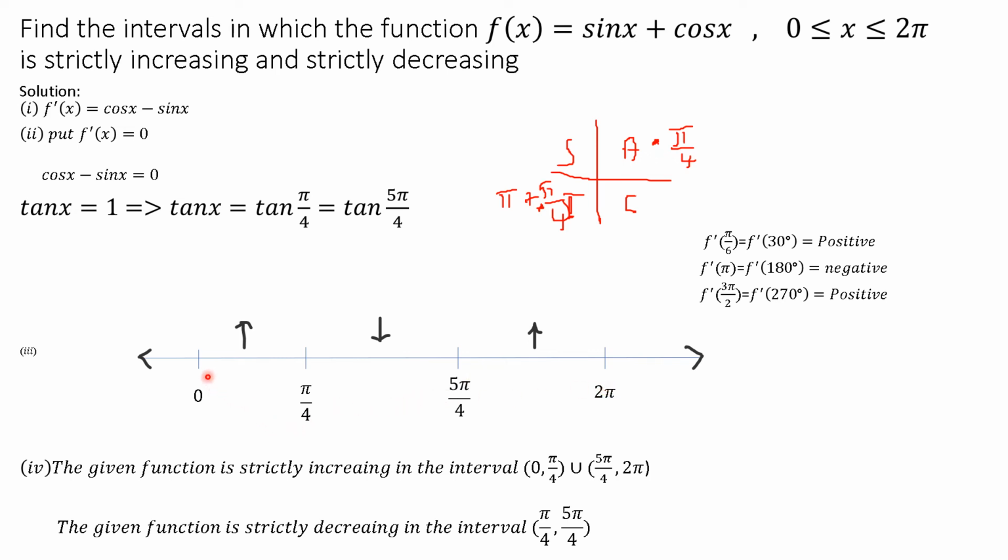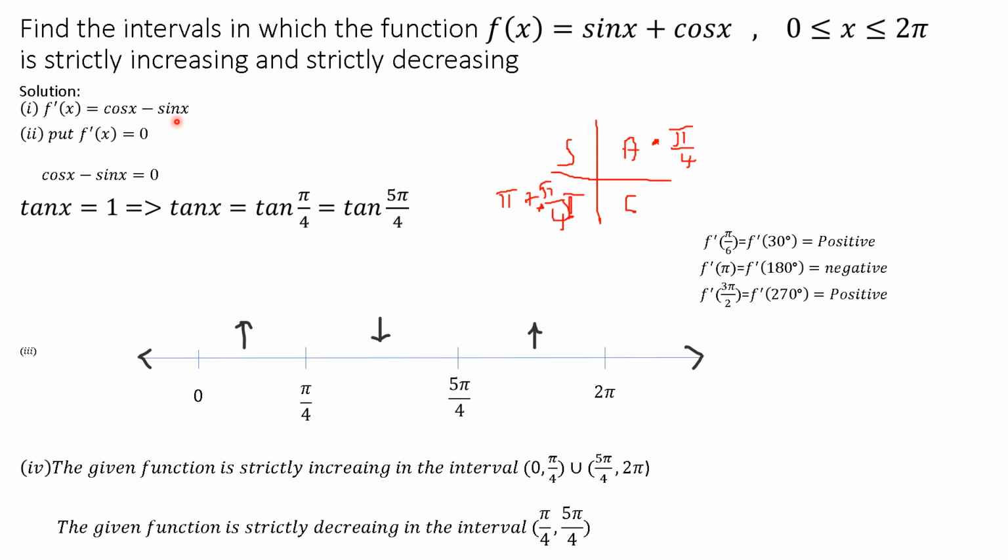In the interval 0 to pi by 4, you should take any number and substitute that angle here. Here pi by 4 means 45 degrees. In between 0 to pi by 4, take any angle. I will take 30 degrees, which means pi by 6. Therefore, f dash of pi by 6 is equal to cos pi by 6 minus sin pi by 6. Cos pi by 6 value is root 3 by 2, minus sin pi by 6, sin 30 is 1 by 2.